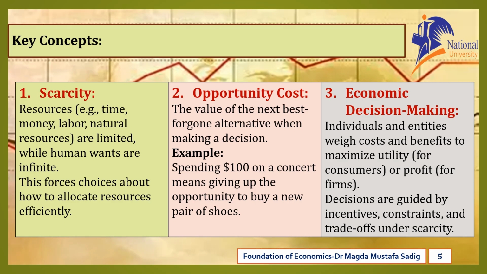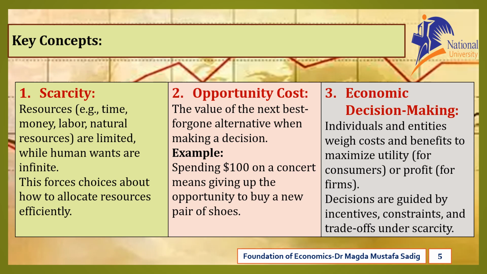You decide to buy the book because passing your exams is more important right now. That is economic decision making, choosing what gives you the most value. We make these choices every day, like whether to spend money on coffee or save it, or whether a business should make more phones or laptops. Incentives like discounts and limits like budgets guide these decisions.